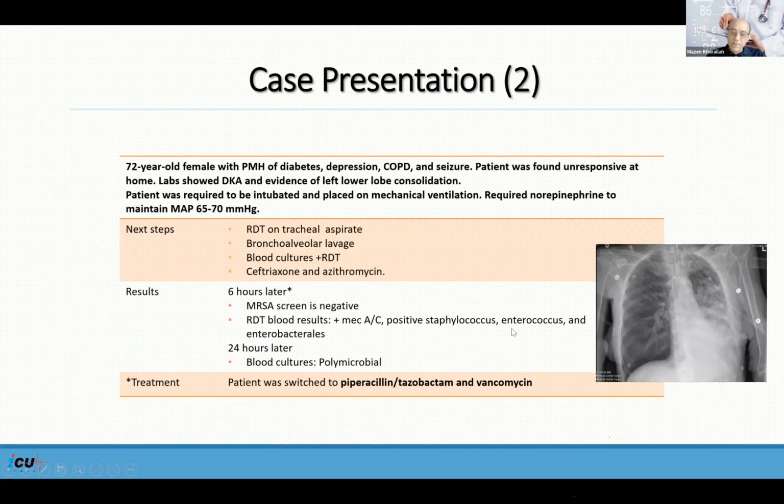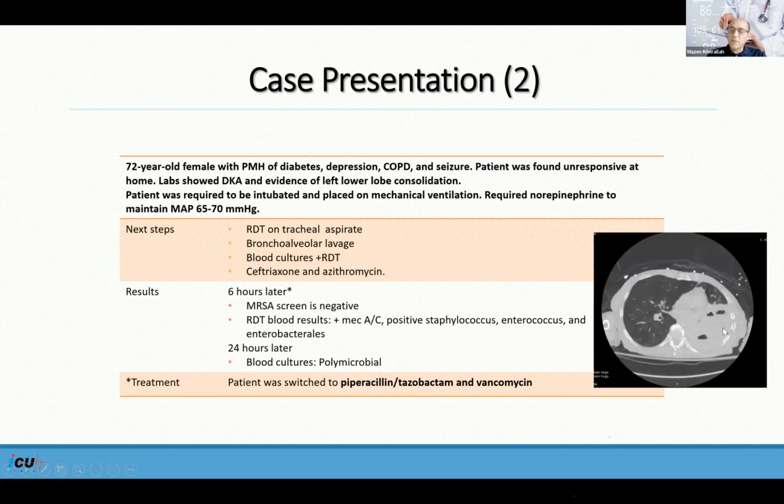Of course, it would raise the question, is this a contaminated specimen or not? Okay, anyhow, we did a CT scan of the chest, and you can see here that we have abscesses. So it's like, you know what? Let's just cover everything we see here with piperacillin tazobactam and vancomycin. So we escalated from ceftriaxone, azithromycin within 5-6 hours to piperacillin tazobactam and vancomycin.